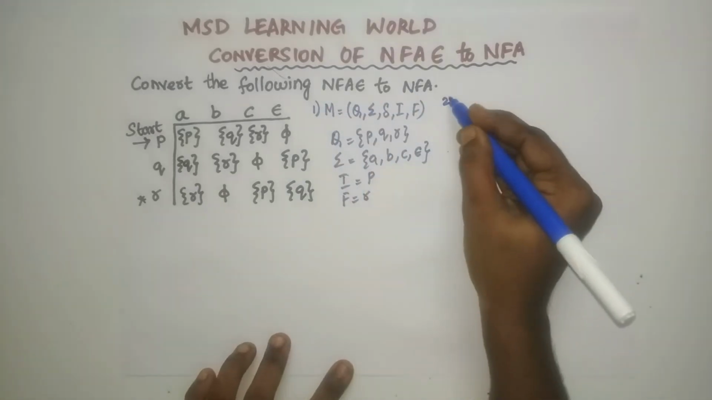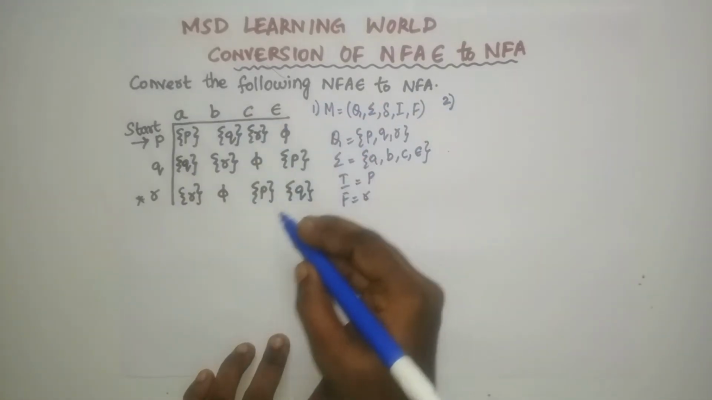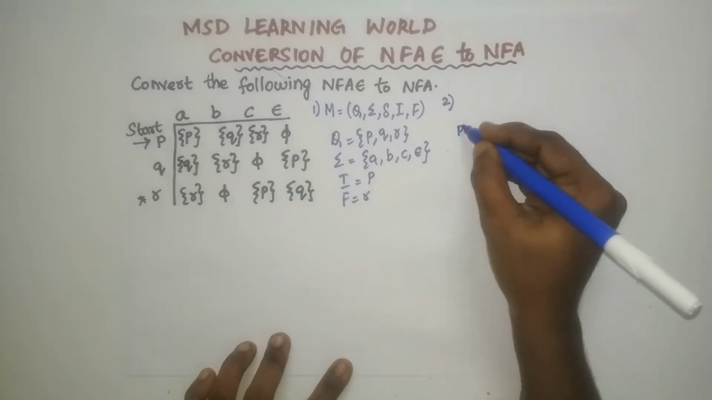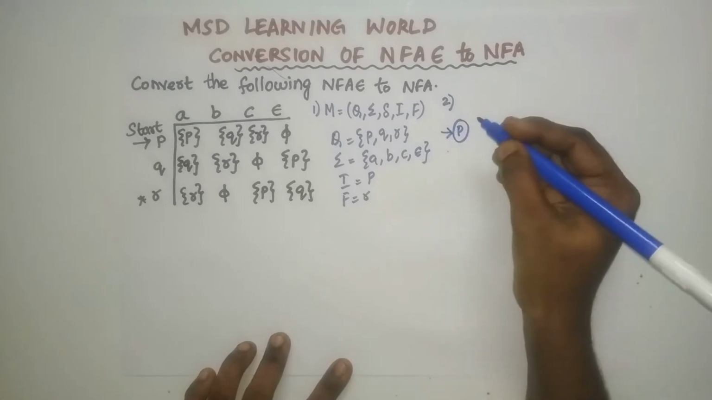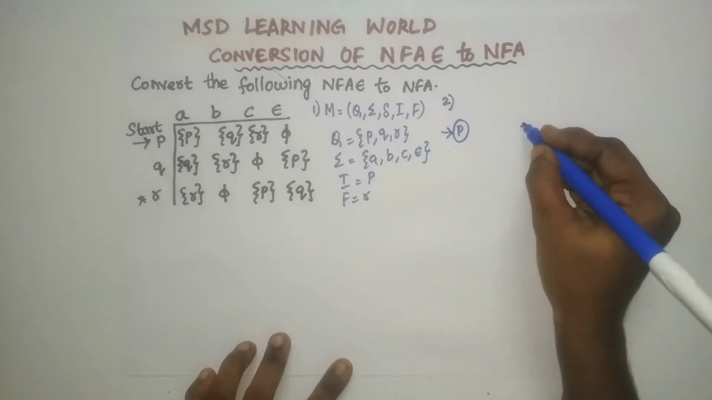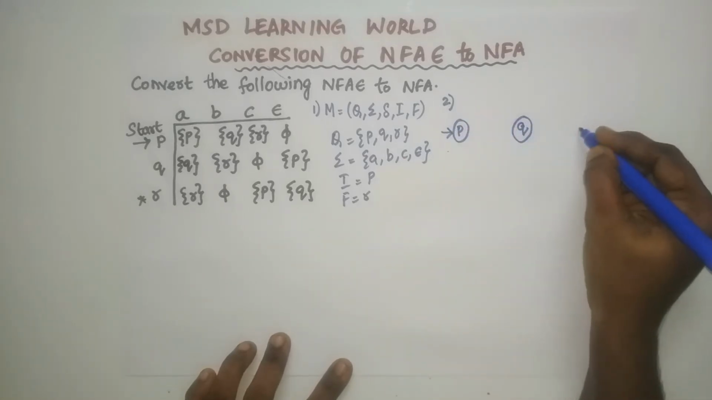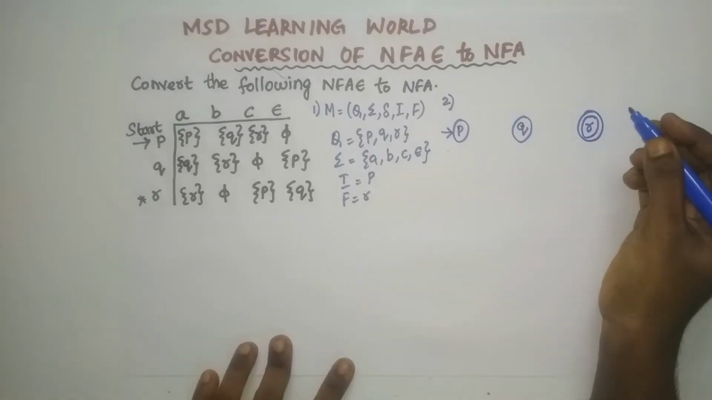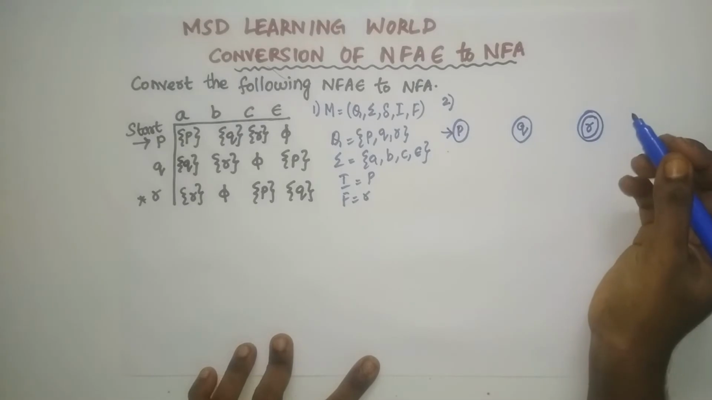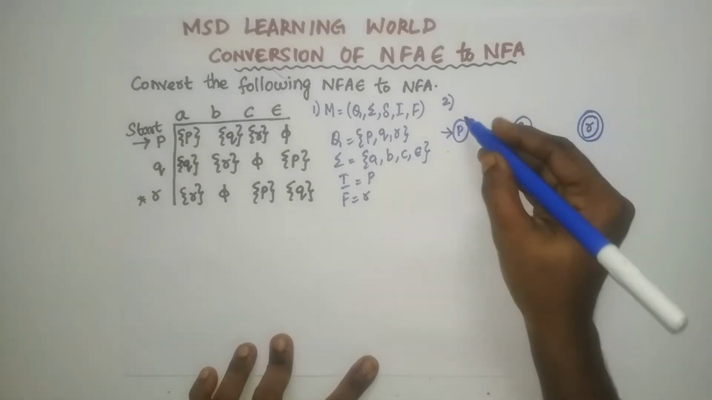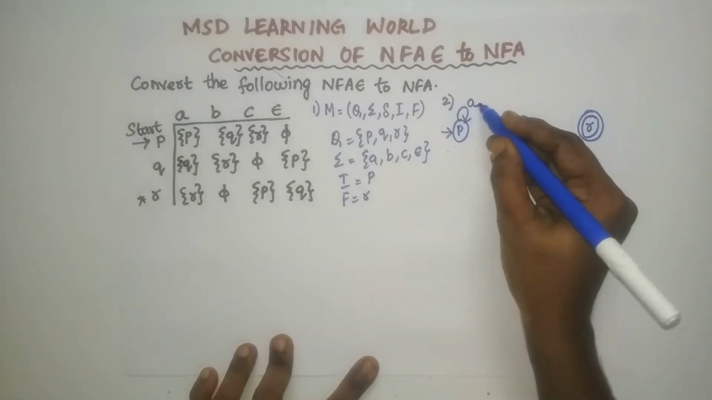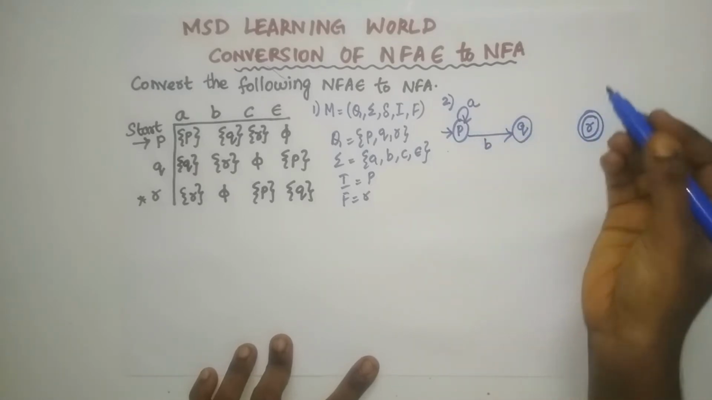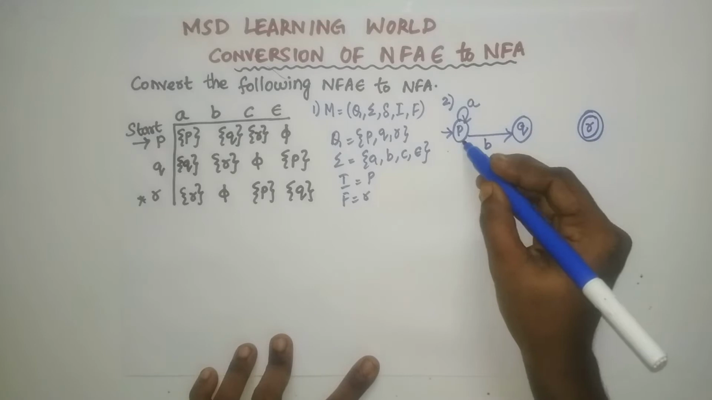Then let us draw the transition diagram for the given table. You have P, Q and R. P is the initial state, Q is another intermediate state, and R is the final state. So P on a goes to P itself, P on b goes to Q, P on c goes to R.